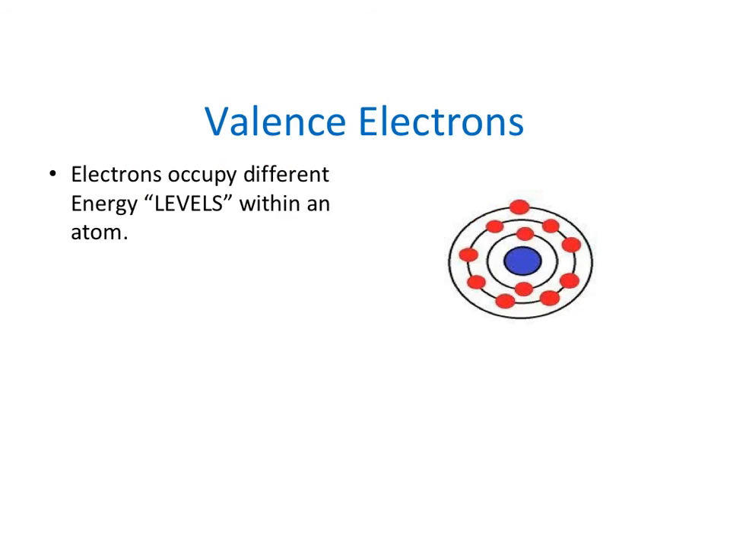All right, finally, there's this term valence electrons. It's going to be very important for us as we move forward through this unit and really throughout the rest of the year in chemistry. All of chemistry, with the exception of nuclear chemistry, involves the electrons, or how the electrons are interacting with other atoms, specifically the electrons that are on the outermost energy level, and these are known as valence electrons. So electrons are going to occupy different energy levels within an atom.